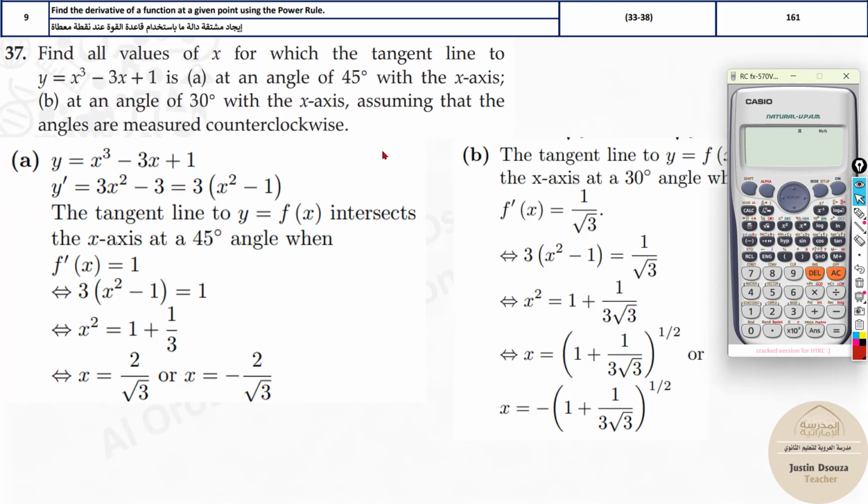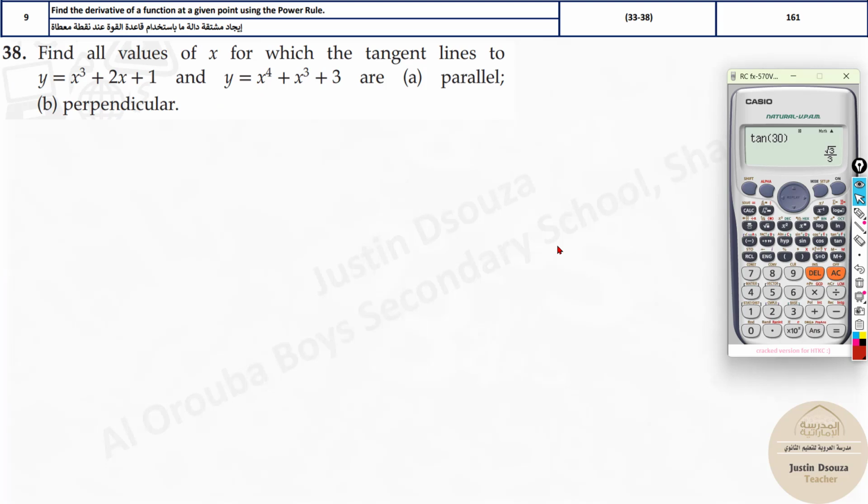But please be thorough with the previous ones. The concept, the method is same over here. Derive it by using the power rule and then equate it accordingly. If it is 30 degrees, what is tan 30? Just put that tan, because the tangent line's degree over here is equivalent to 1 by root 3, or this is equal to 3 root 3 by 3. If it is 45 degrees, equate it to 1. Horizontal or 0 degrees, it will be 0, and so on. That's how you solve it.